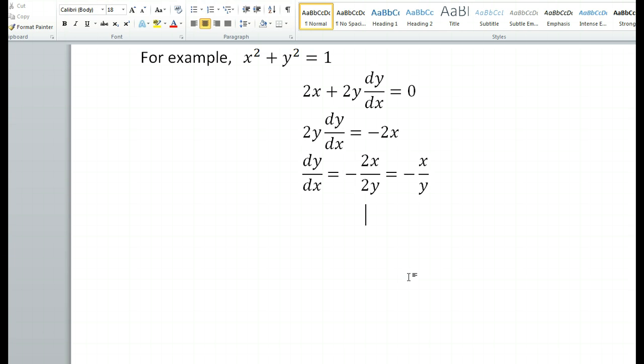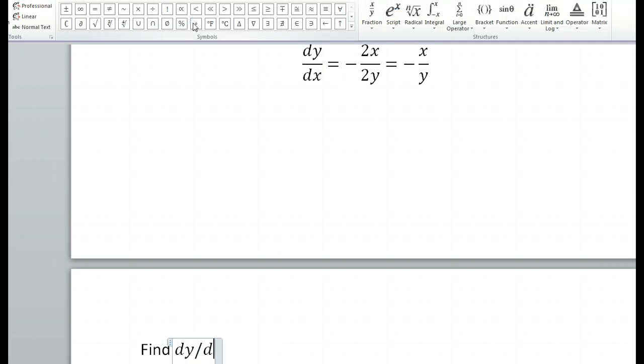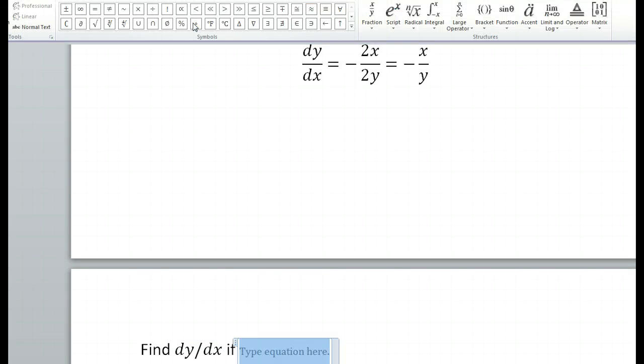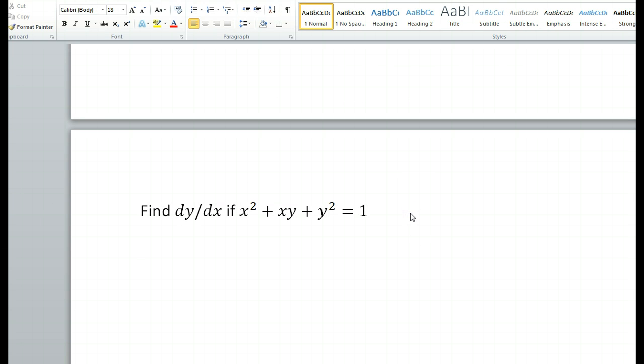And now if I want to give another example, let's do something slightly more complicated. Say I ask: find dy over dx if x squared plus xy plus y squared equals 1. Okay, let's take that for a change. Now if you want to differentiate, once again, is it explicit or implicit? Well, it is implicit because y is part of an equation. It's not given as y equals something.